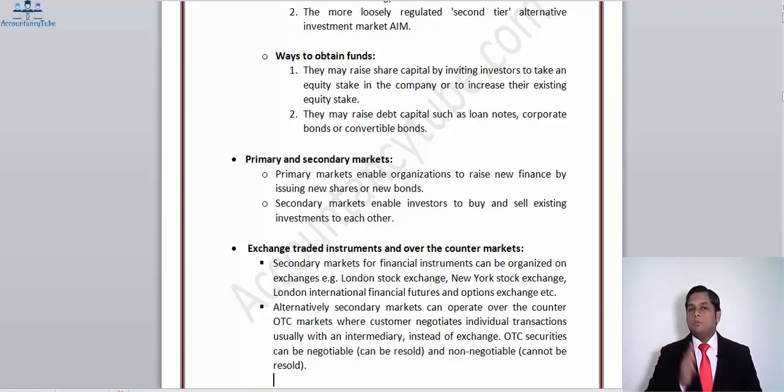And if that company is already listed, all it has to do is issue additional shares from its authorized share capital and gain additional finance. Now, companies may raise debt capital as well, such as loan notes, corporate bonds, or convertible bonds. These are different types of bonds. We will be learning about the financial instruments in the business finance part of the lectures as well. So basically, what they do is issue loan notes.